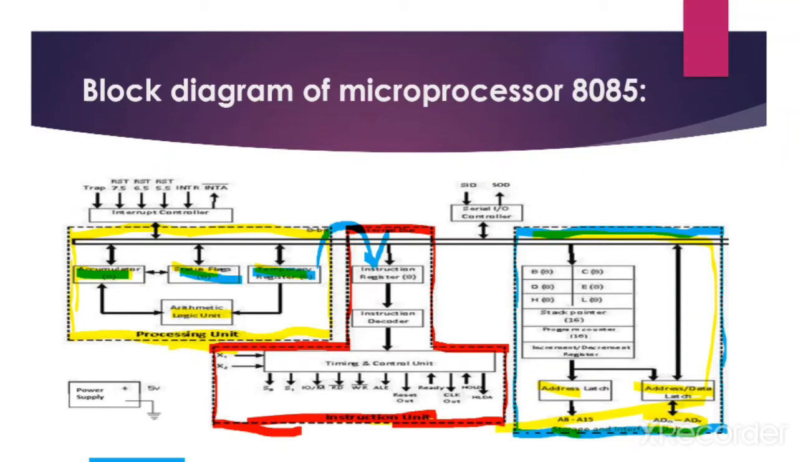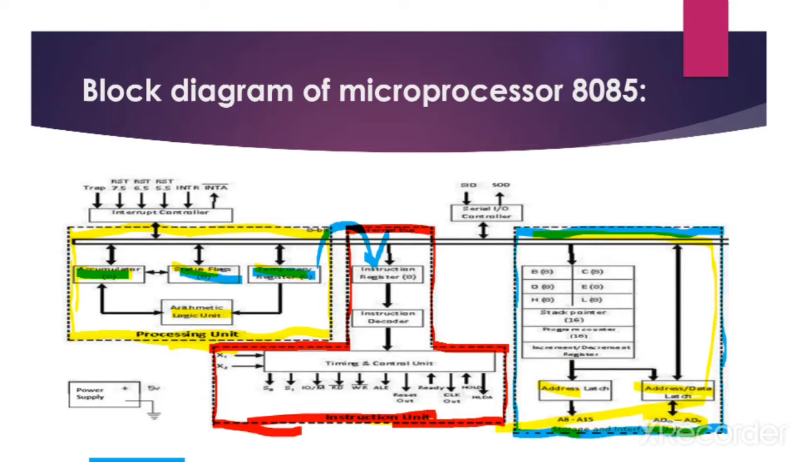Block diagram of microprocessor 8085. Block diagram of microprocessor has 3 units. First unit is processing unit, second is instruction unit, and third is storage and interface unit.